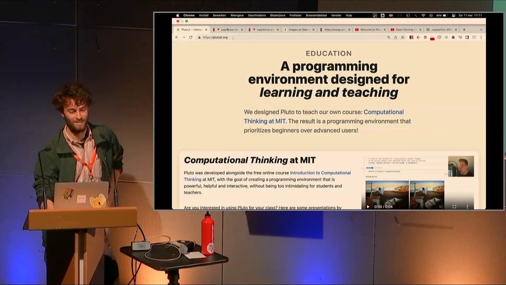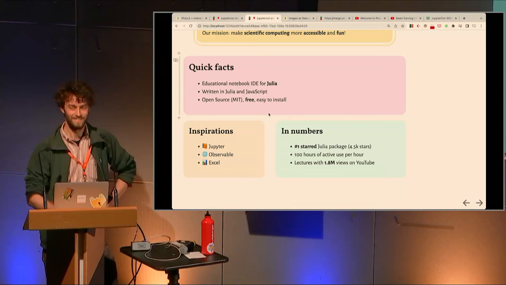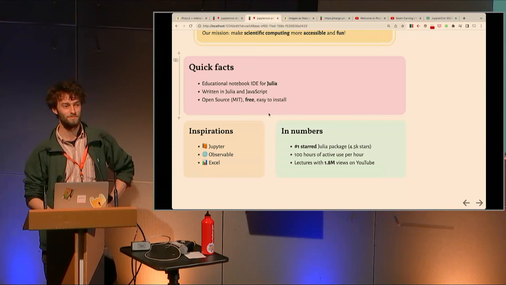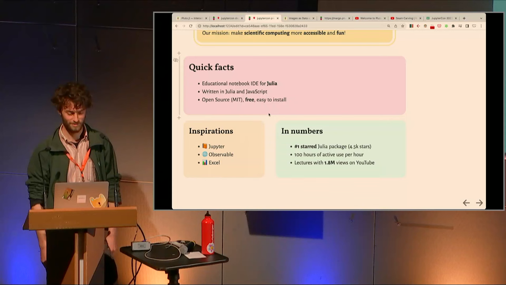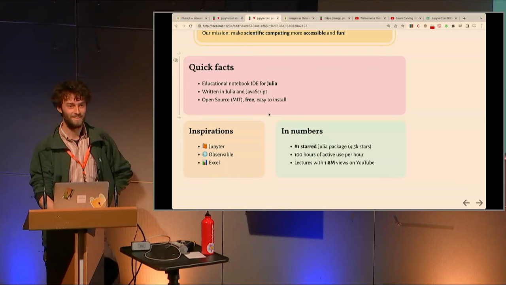Our inspirations are Jupyter. Jupyter pioneered interactive computing and scientific computing. This is fantastic. And Observable is a notebook for JavaScript that took a lot of these reactivity concepts and provided it for the masses for the first time. And Observable is on the web. If someone doesn't know Observable, look it up. It's really, I mean, to me, it's mind-blowing. And then Excel. It's really the only programming environment that managed to reach everyone.